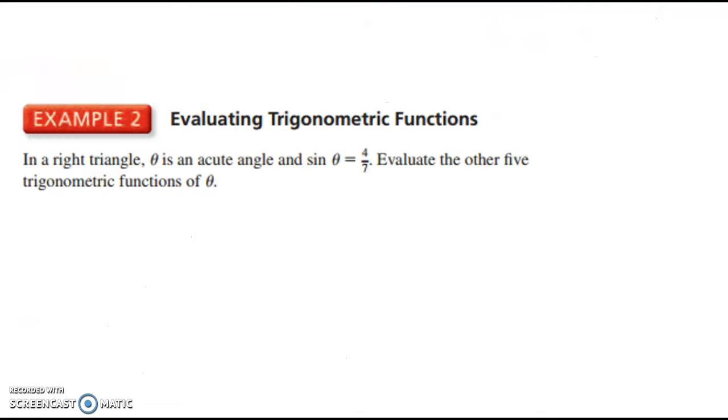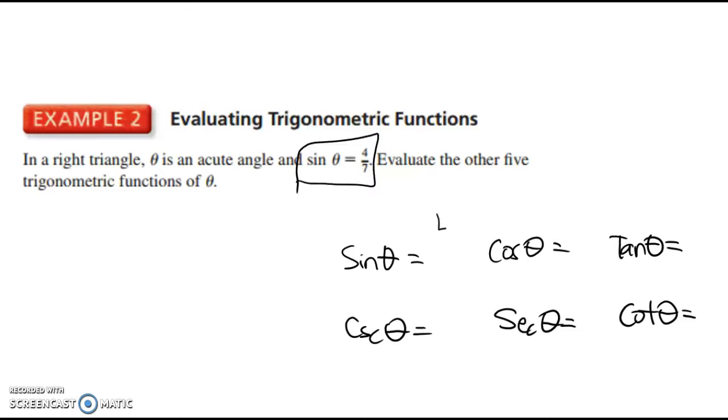Now in example 2, we again want all 6 trig functions. This time they actually give us one. So again, we're going to list all 6. Notice they give us the sine, so at least fill that one in. We know we got that one right. And you can even fill in cosecant. Cosecant is just sine flipped over, so that's 7/4. Now we need to find the other 4.